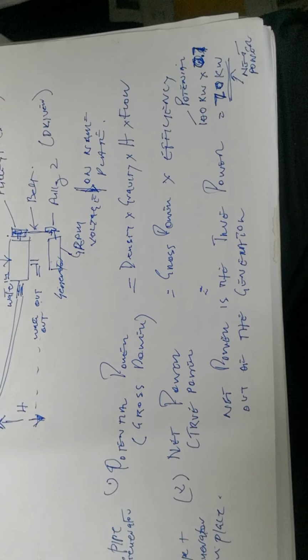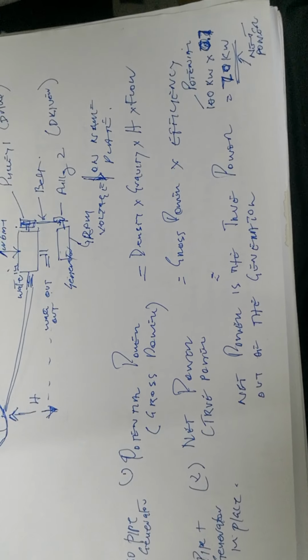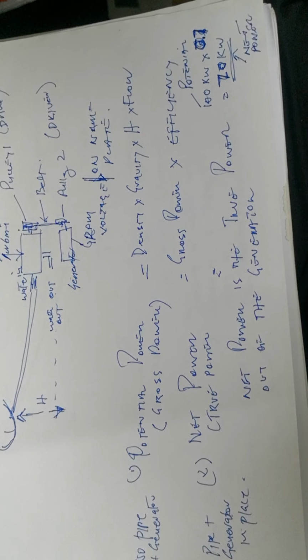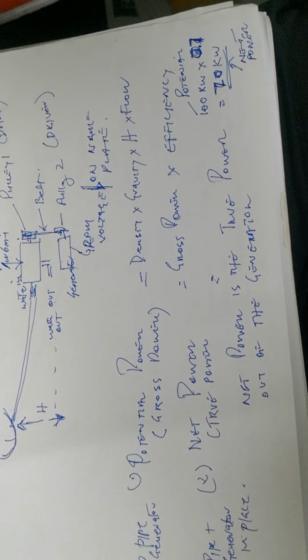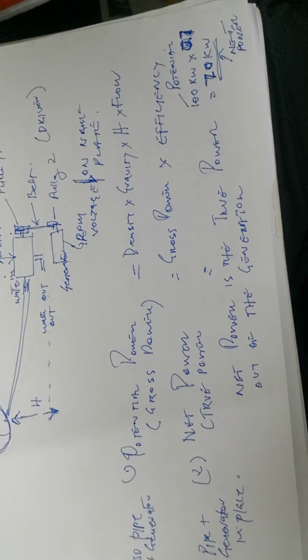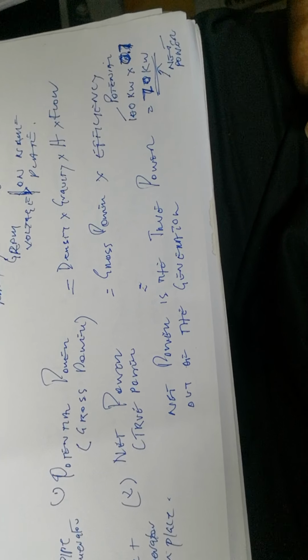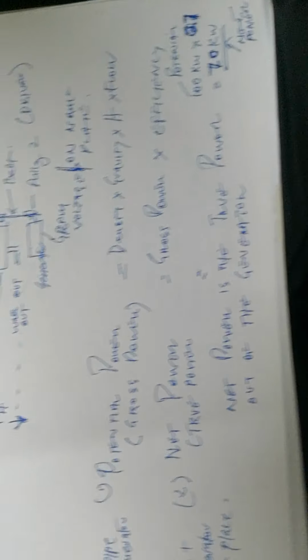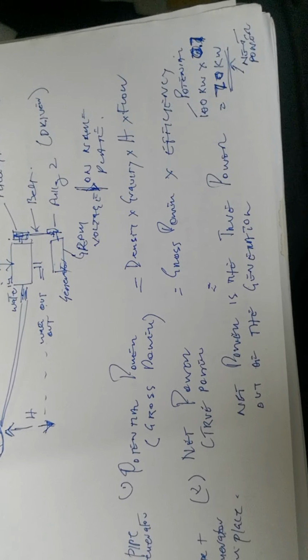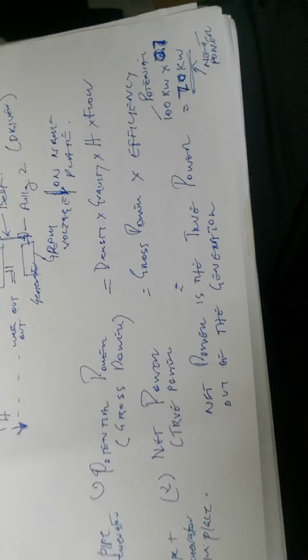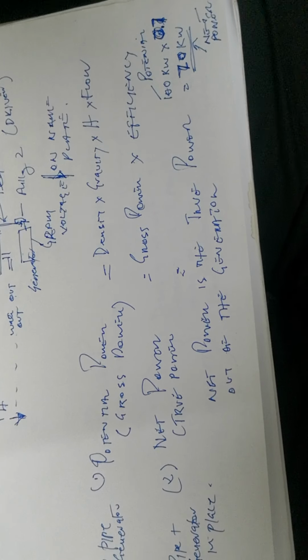Okay, now once you change the potential power, now you are finding the generator and turbine, now you are connecting, now you have the pipe, now the generator comes in, now potential power changes. Now you look at me, we get net power here.